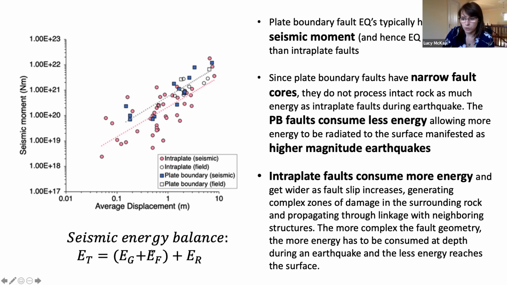So in intraplate faults, you've got complex geometries and wider fault cores, so you're going to need to consume more energy, which means less energy reaches the surface. I know that's quite complex, but I can answer your questions at the end. So in summary, because plate boundary faults are narrow, they do not consume as much energy as intraplate faults during earthquakes, allowing more to be radiated to the surface, creating higher magnitude earthquakes.